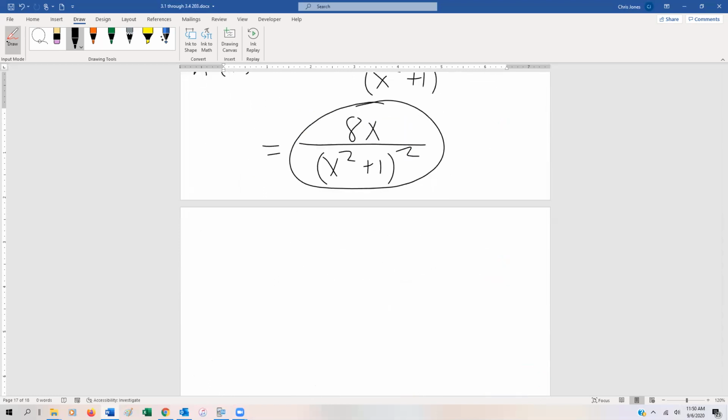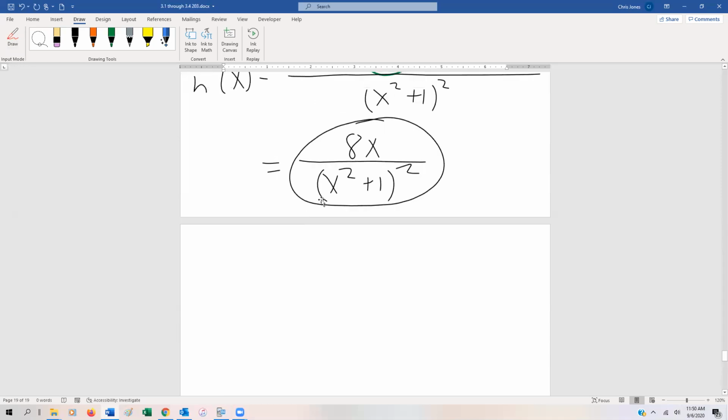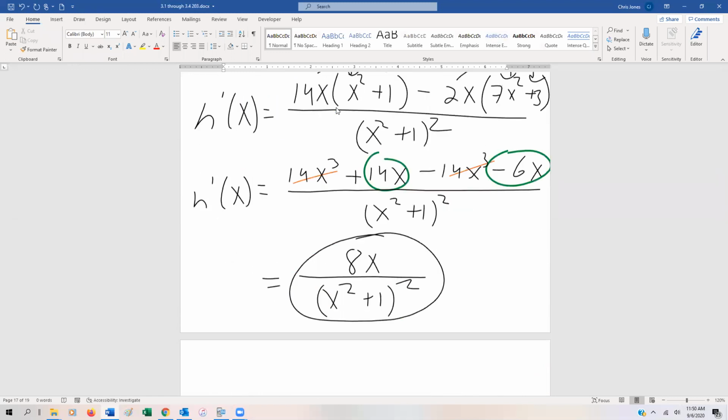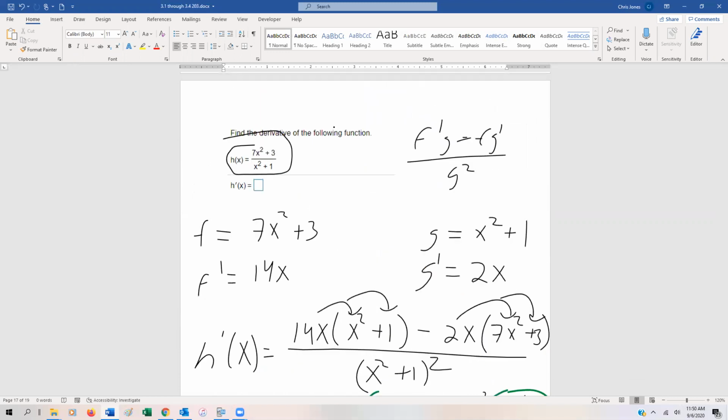Okay, so let me go down here. You might need a little bit more space. And do keep in mind the answer. It was 8x over x squared plus 1 squared. Now, our original function was 7x squared plus 3. So our function h was 7x squared plus 3 divided by x squared plus 1. That was our original function.